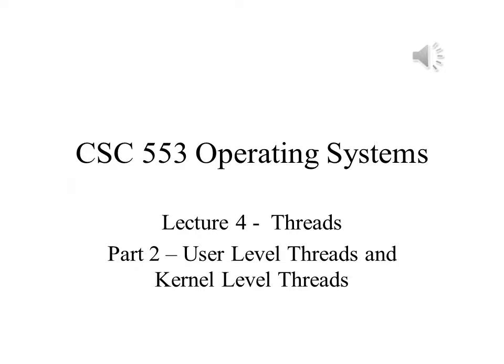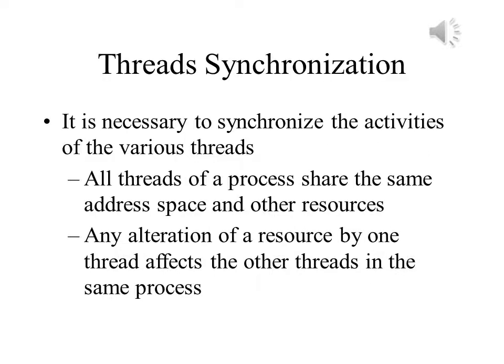In Part 2 of Lecture 4, we will discuss user-level threads and kernel-level threads. All of the threads of a process share the same address space and other resources such as open files. Any alteration of a resource by one thread affects the environment of the other threads in the same process. It is therefore necessary to synchronize the activities of the various threads so that they do not interfere with each other or corrupt data structures.